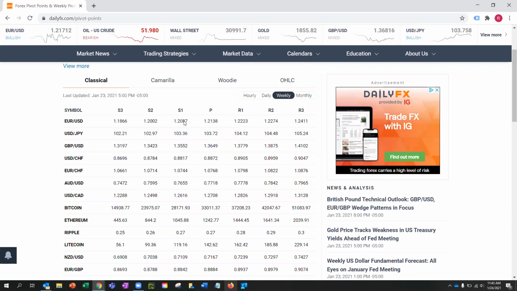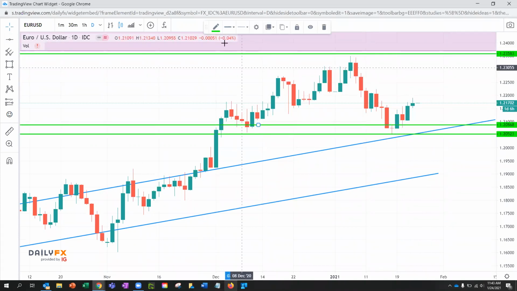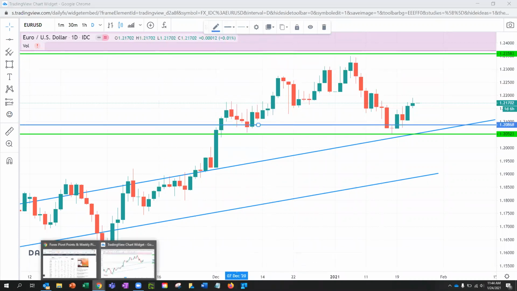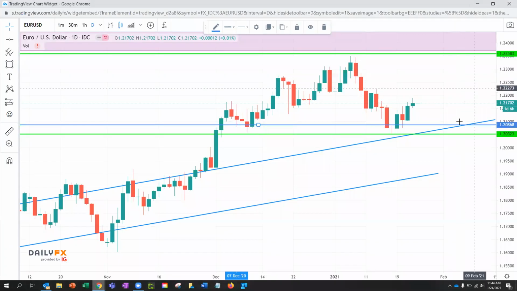So I want to know what our first support is: 2087. We go back to our chart and it's right just above that line. So let's mark this 2087. I'm going to make that blue. Our next support is 2002.